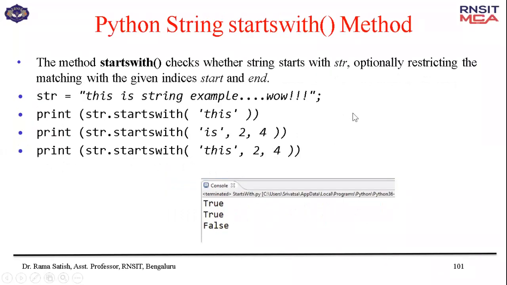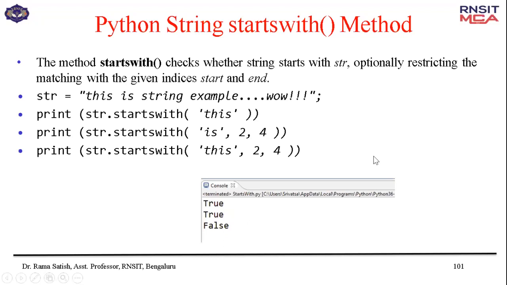Yes. Next, startswith, just like endswith, checks whether the string is starting with a given substring. Here you are checking whether this string is starting with this, and yes, it is giving true. Next, you are starting from position number 2, that is 0, 1, 2. Position 2 means "is", so yes, it is starting with "is". From 2 to 4, it is not starting with this, so it is giving false.